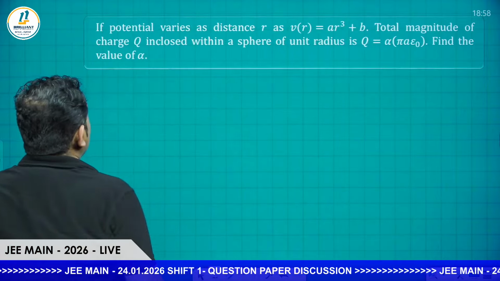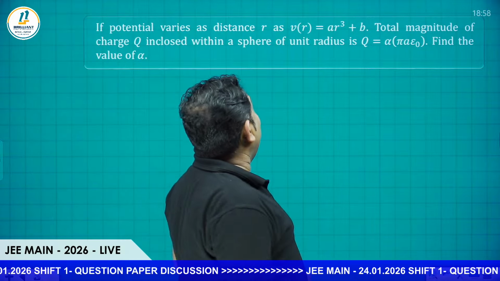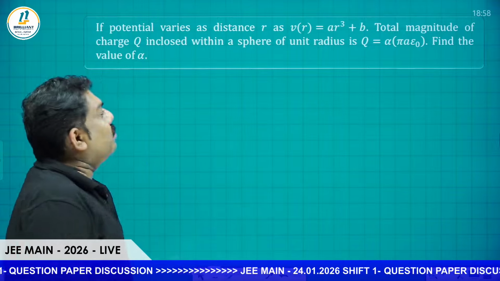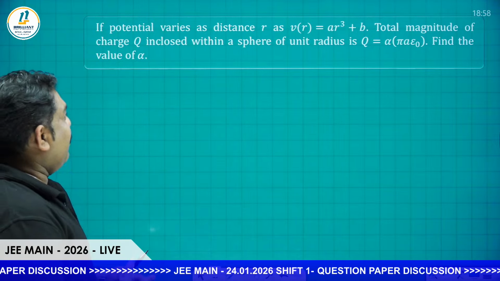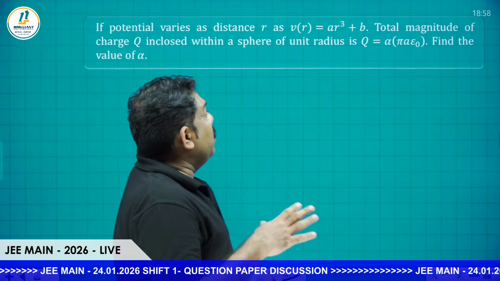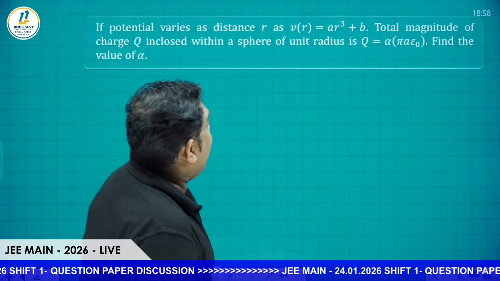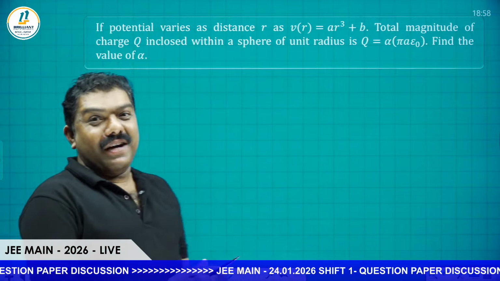Okay, so the next question. If potential varies with distance r as V of r equal to a r cube plus b, the total magnitude of charge q enclosed within a sphere of unit radius is q equal to alpha into pi a epsilon 0. Find the value of alpha.